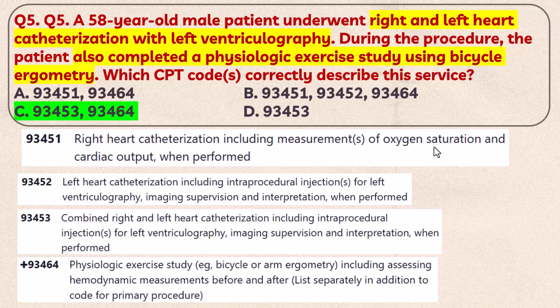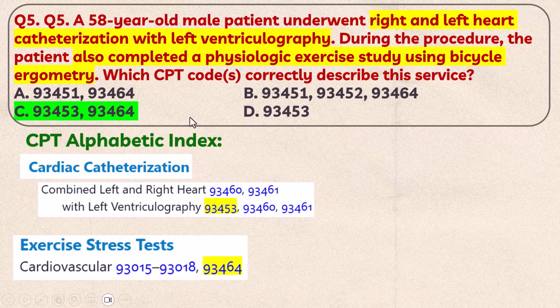So if you encounter this case in the real working world, you can use the CPT alphabetic index. In the CPT alphabetic index, the first procedure is cardiac catheterization. So the main index term is cardiac catheterization, and the subterm is combined left and right heart. It will lead to the following two codes, but with the left ventriculography also done. So the subterm is with left ventriculography. There are three codes available. Again, come back to the tabular list and confirm the answer.